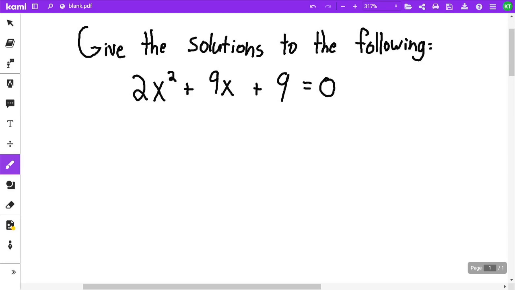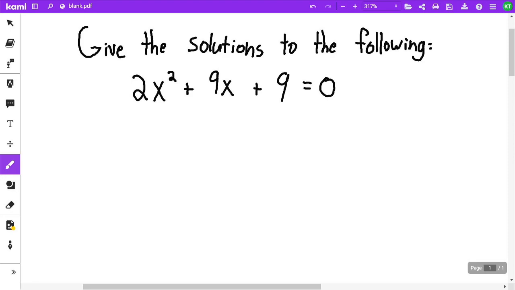So we're going to be factoring another quadratic here and find its solutions. We're given 2x squared plus 9x plus 9 is equal to 0. And so our first step, which we always want to take, is to see if we can factor anything out by finding a greatest common factor. But there is no number shared between those 2x squared, the 9x, and the 9.